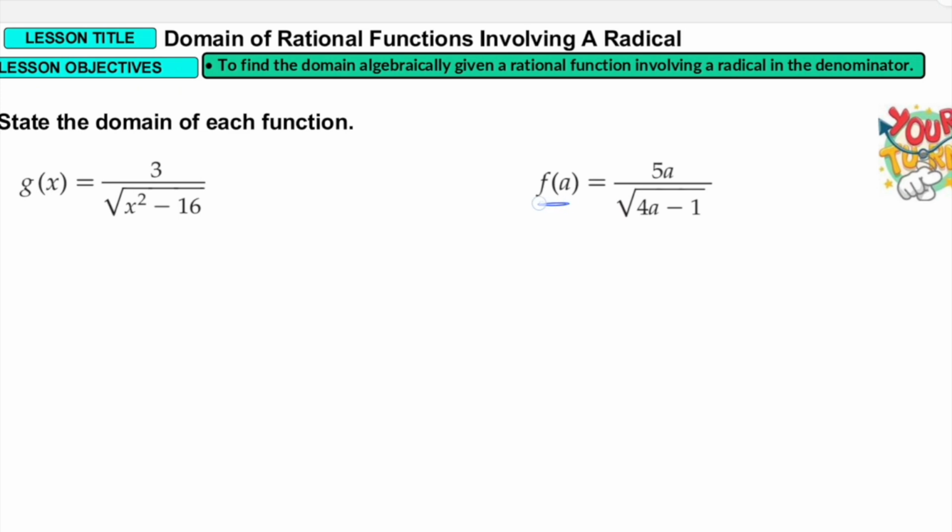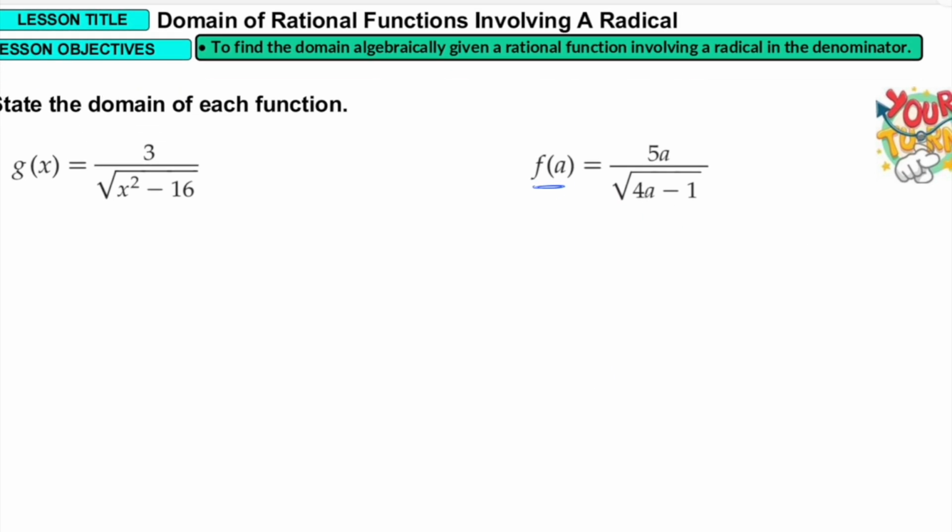So if I start with the second one here, and if you look at the denominator, you have a square root, where under the square root I have a linear expression. So if I just take this 4a minus 1 and set it greater than 0, remember we have removed the equal sign because the root is in the denominator of the rational function. Just solving this very simple linear inequality: 4a greater than 1, divided by 4, and a is greater than a quarter. And we can write this as 1/4 to positive infinity, open interval.